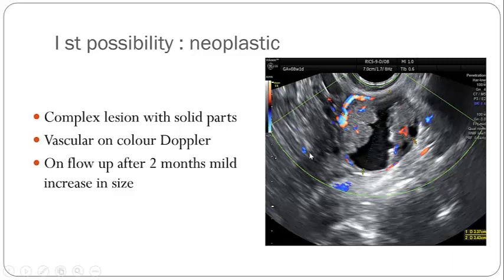It is a complex lesion with solid part and vascular on color Doppler, and then the patient came again after 2 months for follow-up, and on follow-up, fortunately, we found that there is only minimal increase in size by millimeter. And so there is a good possibility that it is not a malignant lesion. So we put the patient into choice, either to wait and see again or to do MRI. She didn't do MRI and she came back for follow-up, and each time it's a stationary course.